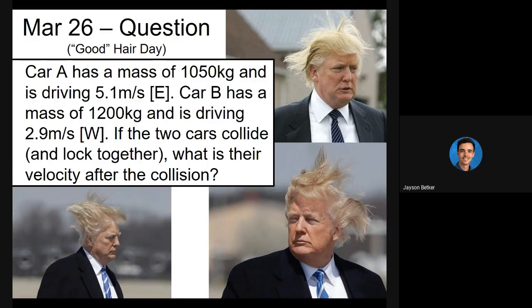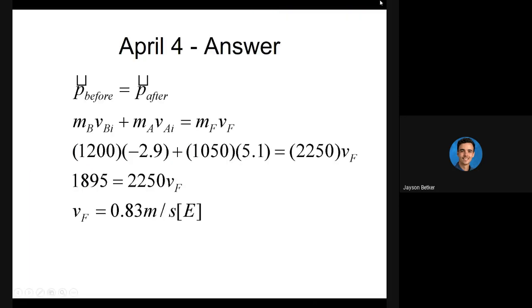So if you paused, you should be able to come back now and I will go through the solution with you. So here is the solution. Those little boxes up above there are supposed to be arrows. Don't mind that. So the momentum before is equal to the momentum after.